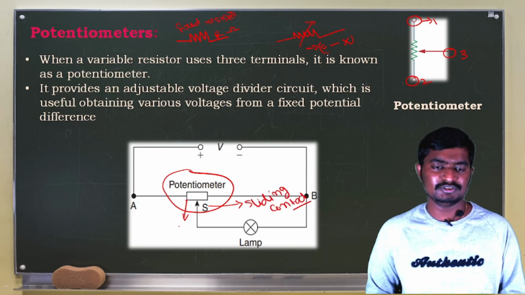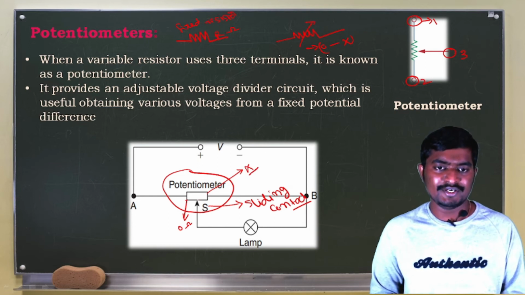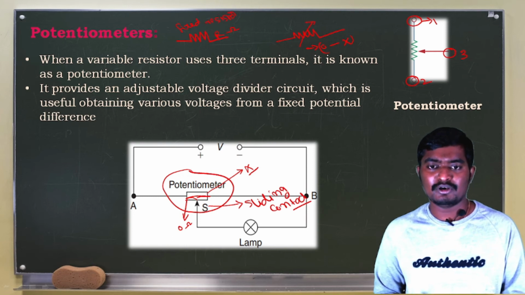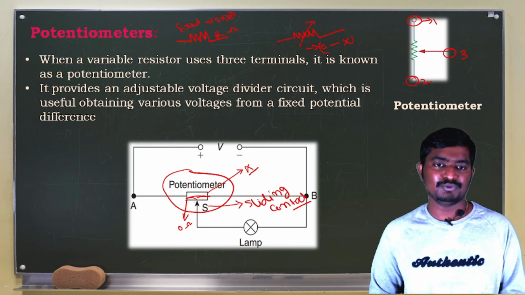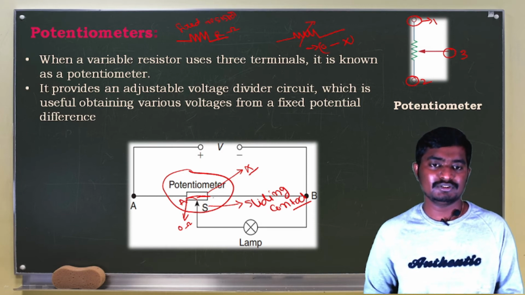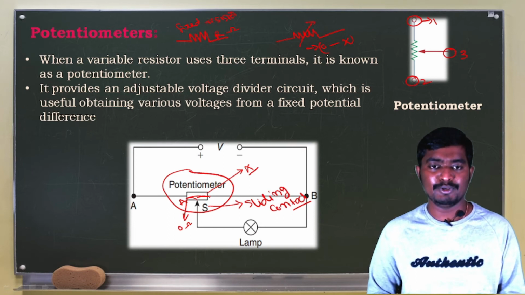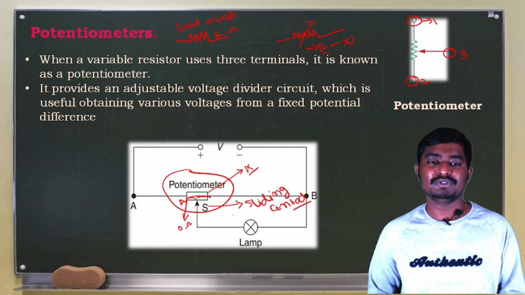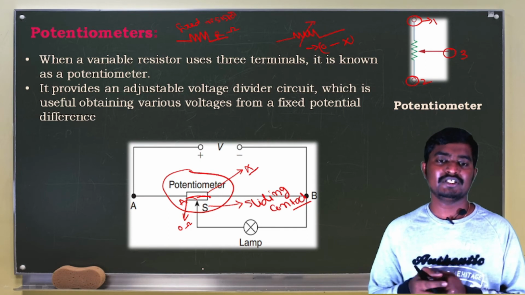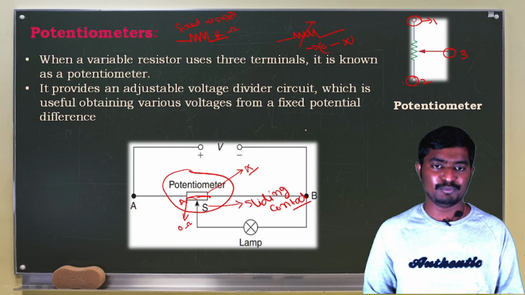This position is the 0 ohms position, and this position is some X position which is a higher value. When we move the sliding contact between these positions, the voltage across the bulb varies. When it is at position A, the voltage across the bulb is maximum because the total voltage drops across the bulb. When the sliding contact is at B position, the voltage across the bulb is 0 volts. From this, we can say that in a potentiometer circuit, we are using three terminals of a variable resistor.